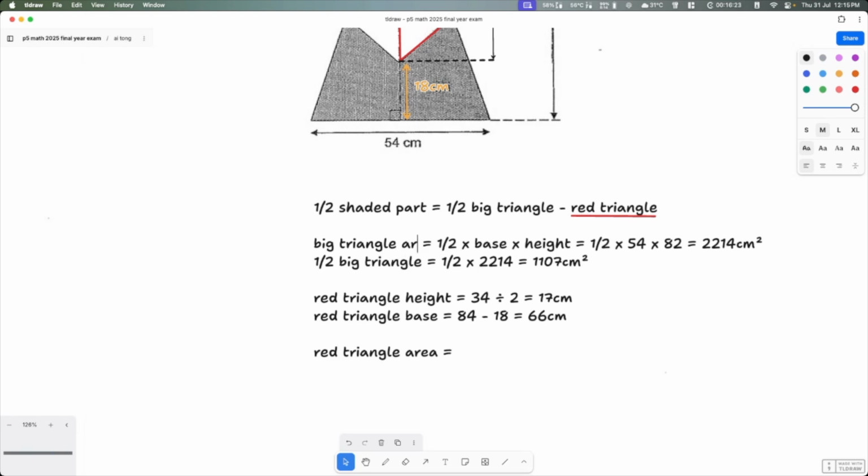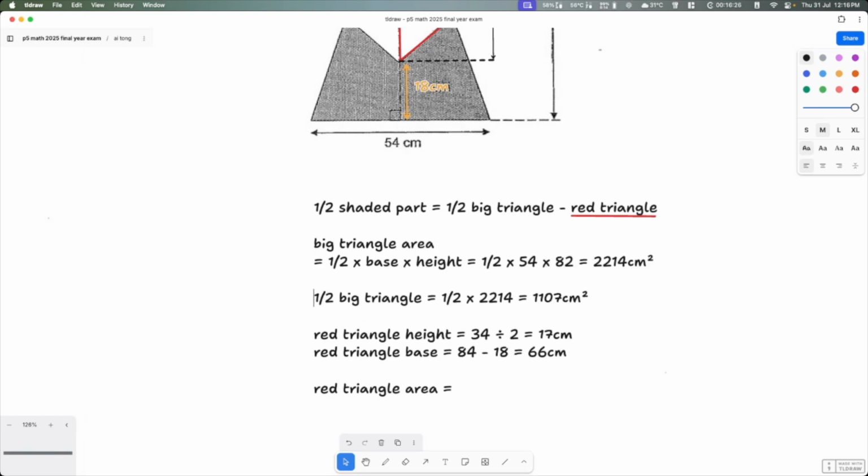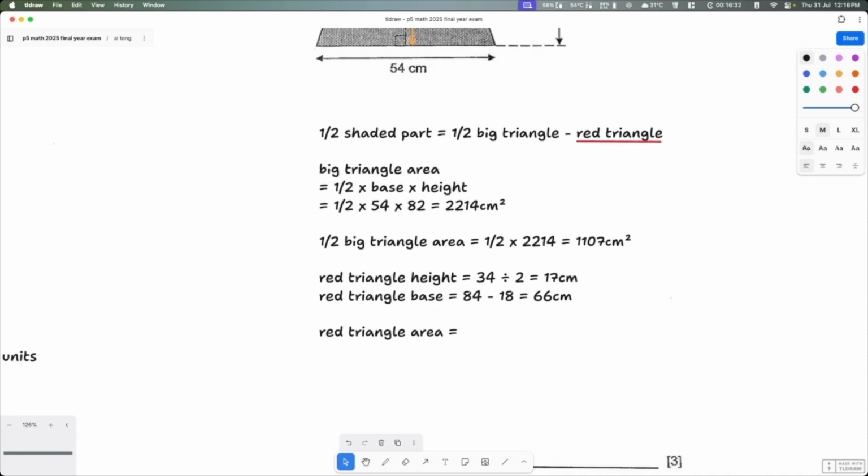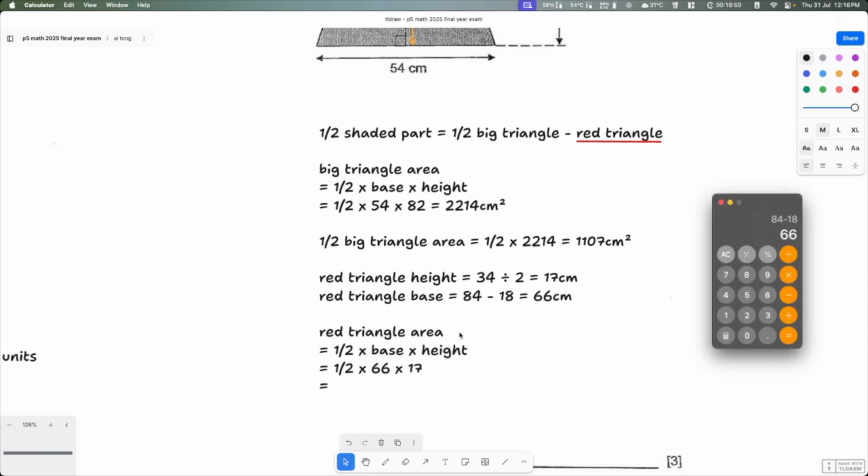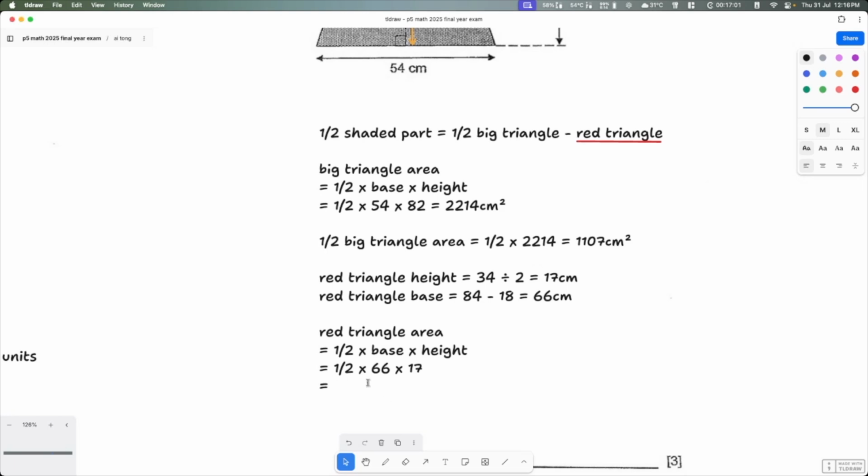So now we know the red triangle area is half base times height. What's the base? The base is 66 and the height is 17. So half times 66, let's use the calculator: 66 multiplied by 17, multiplied by half, 0.5. This will give us 561.